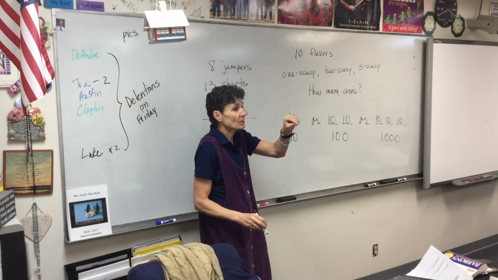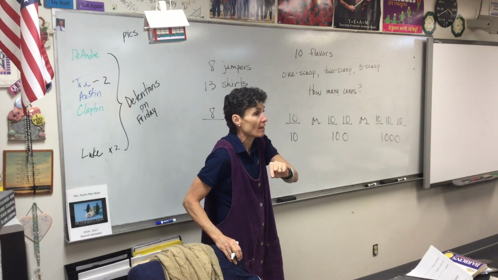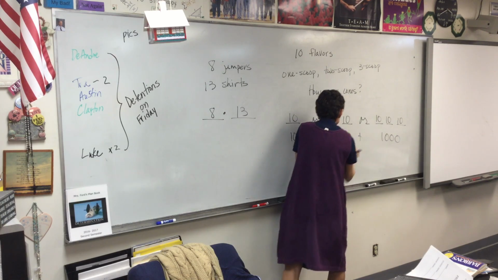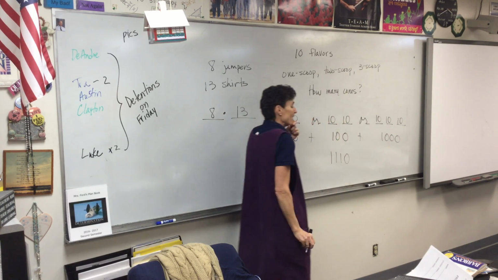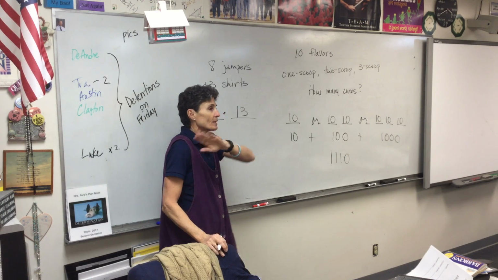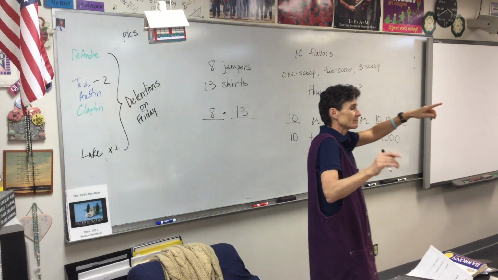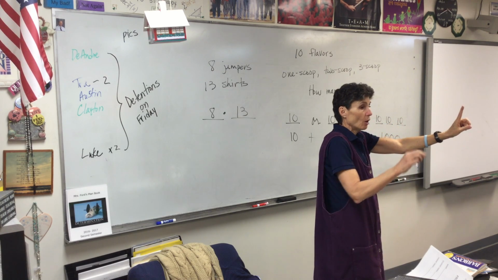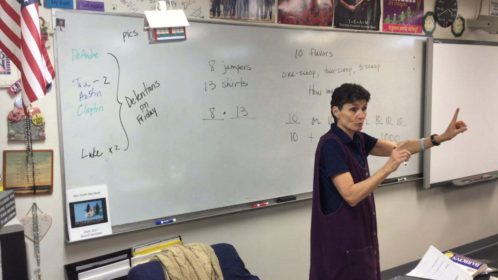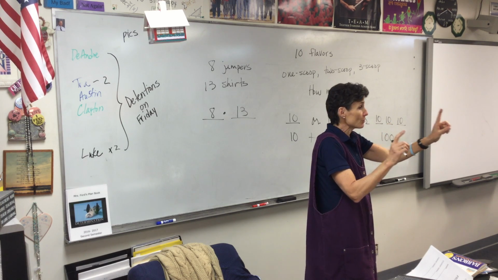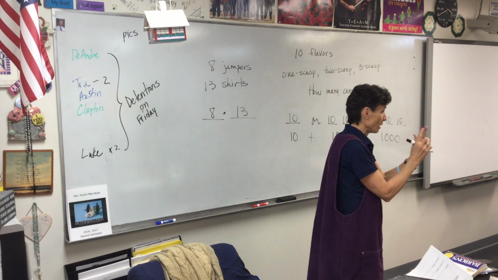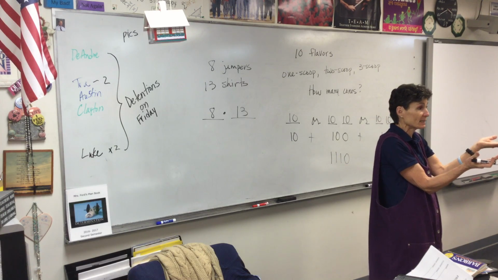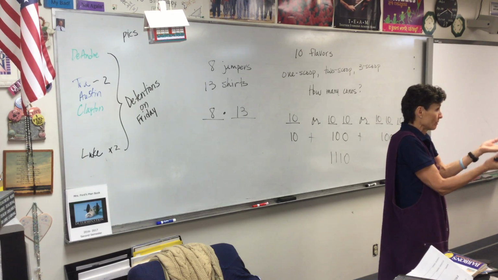How many cones all together? 1,110. Stop. Listen. You are either going to get a 1 scoop cone or you're going to get a 2 scoop cone. Right? You're not doing those together. You're not multiplying those together. There's this many possibilities, there's this many possibilities. How many all together? Add them.